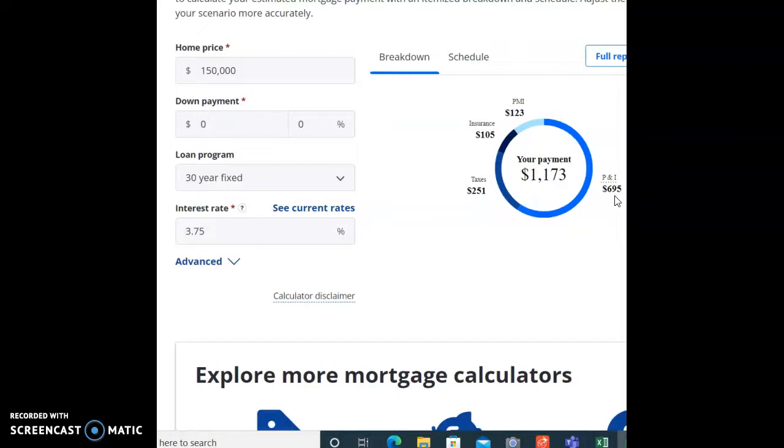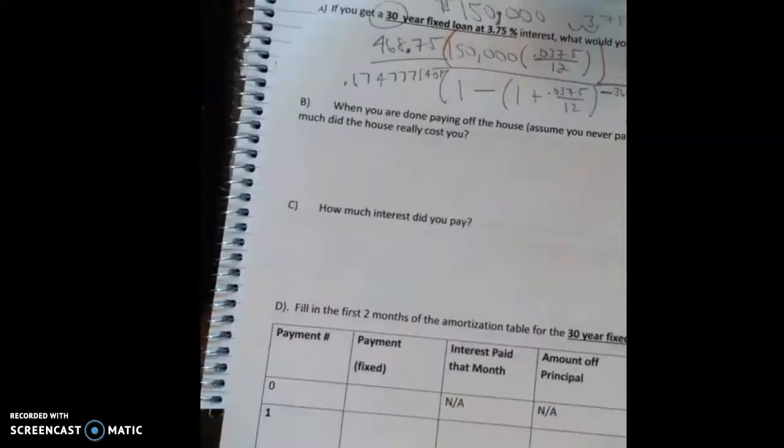I had $694.67. They just rounded up to $695. So I can check my answer here. The reason theirs is higher is because they estimate your taxes and your insurance and your PMI insurance, right? And so that's why this would be reality if you actually bought a $150,000 house. Okay. All right. So you can use that to double check as well. All right. I am going to get back to my worksheet here.